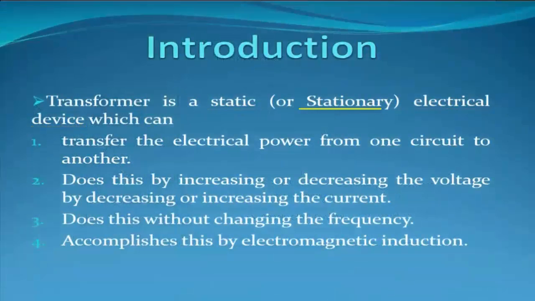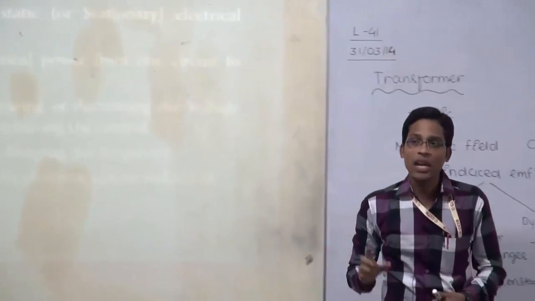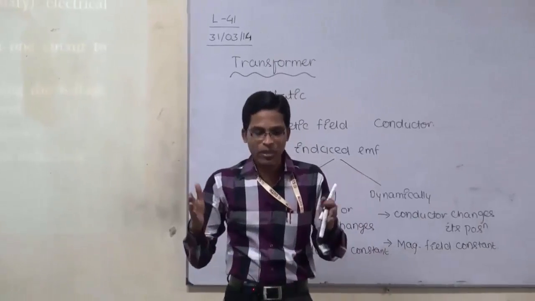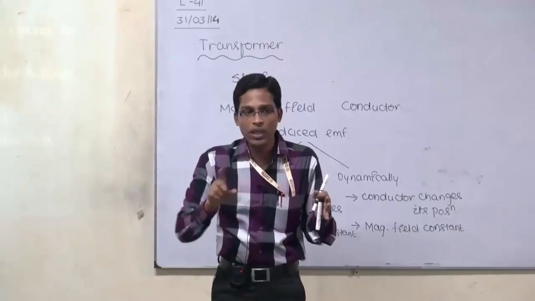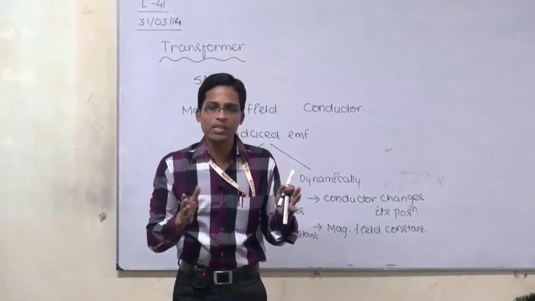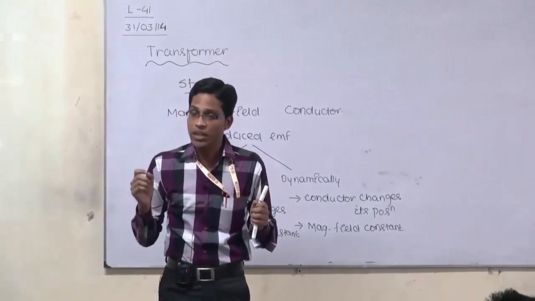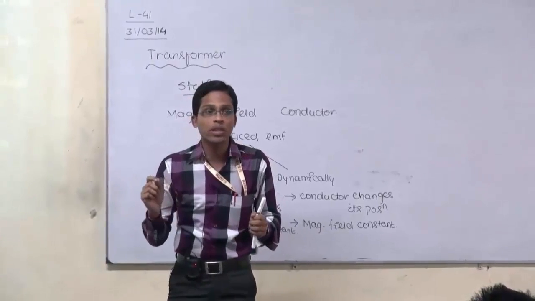Another term is stationary. In the generator, DC machine and motor we have read about, some rotating part is there. We have the magnetic poles, and between them we put an armature conductor. When the armature conductor is rotated, we can say there is a rotating part present. But in case of a transformer, there is no such rotating part.